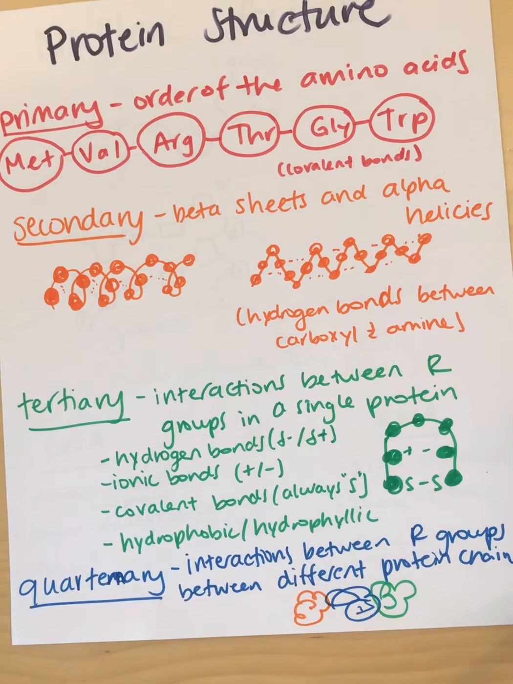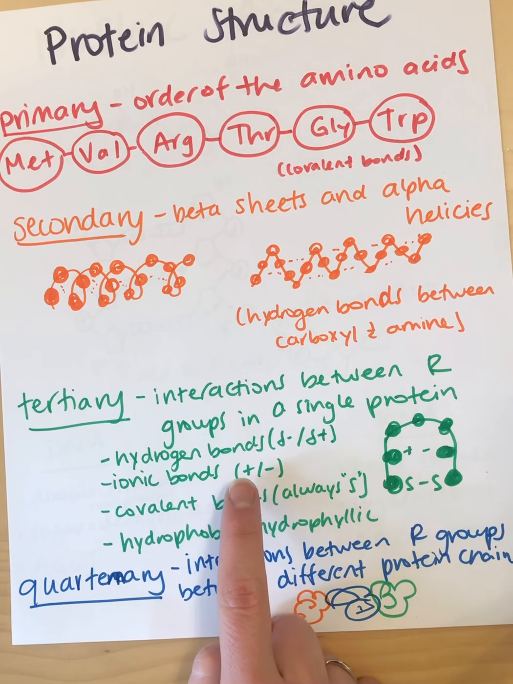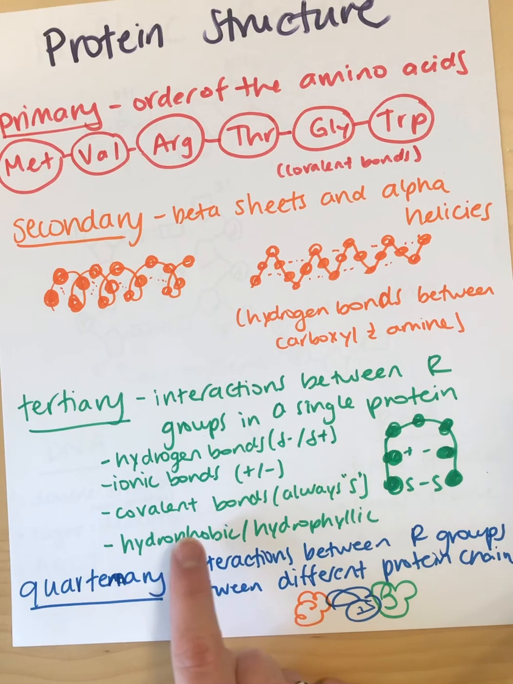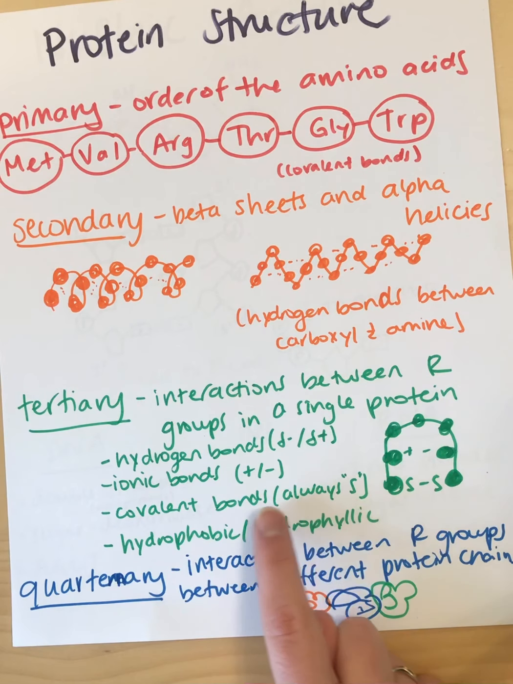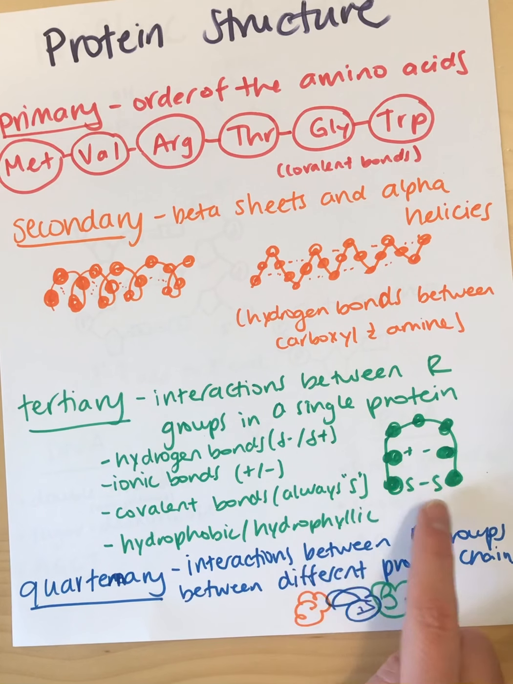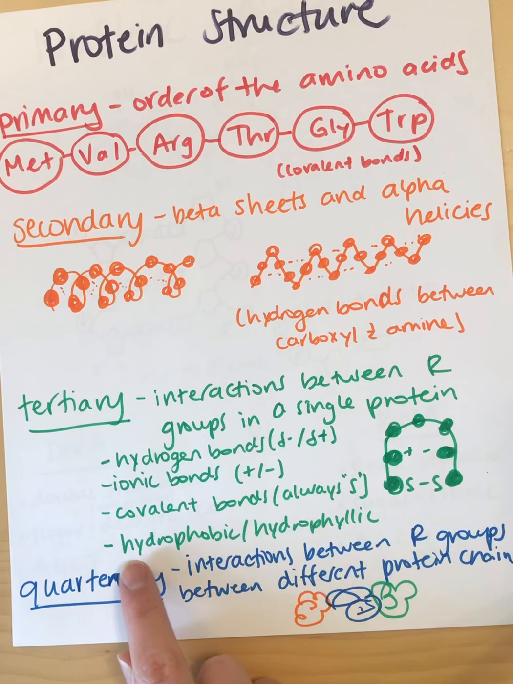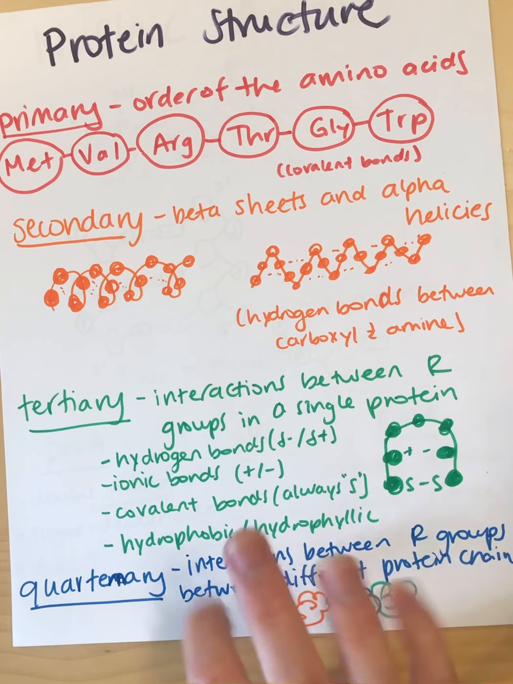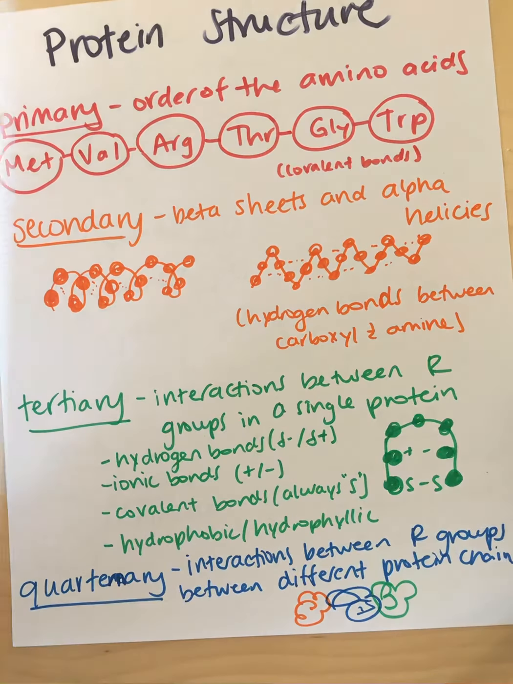Tertiary structure is what I was showing with this picture. This is when we have the R groups interacting with each other to form the 3-dimensional structure of the protein. This includes hydrogen bonds between partial positive and partial negative areas, ionic bonds between fully positive and fully negative areas, and covalent bonds. If that's happening between R groups, that's always between sulfides, always between cysteine, and we call that a disulfide bridge. Also, hydrophobic and hydrophilic interactions help to shape the molecule as well, as we saw here where the hydrophobic groups are kind of clumped in the middle.